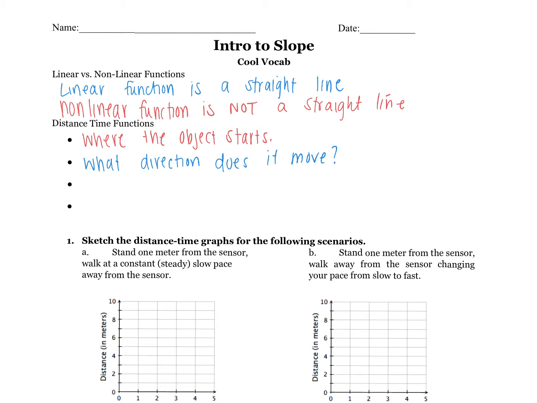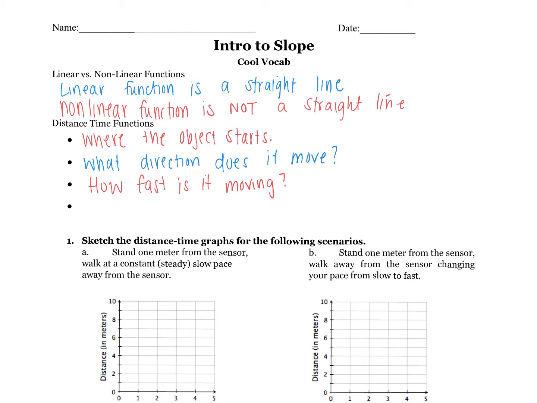The third question we're going to ask is, how fast is it moving? Are we walking slow? Are we running fast? Are we jogging at a slow pace? Are we just walking at the same speed? Those are the different options.